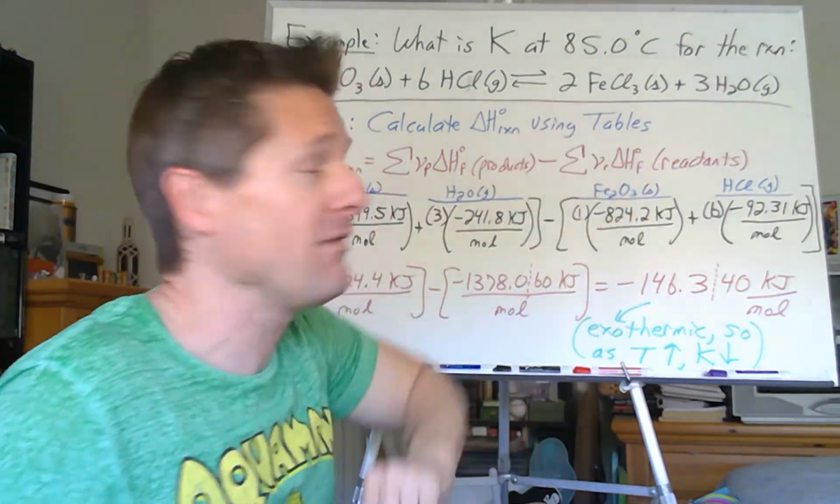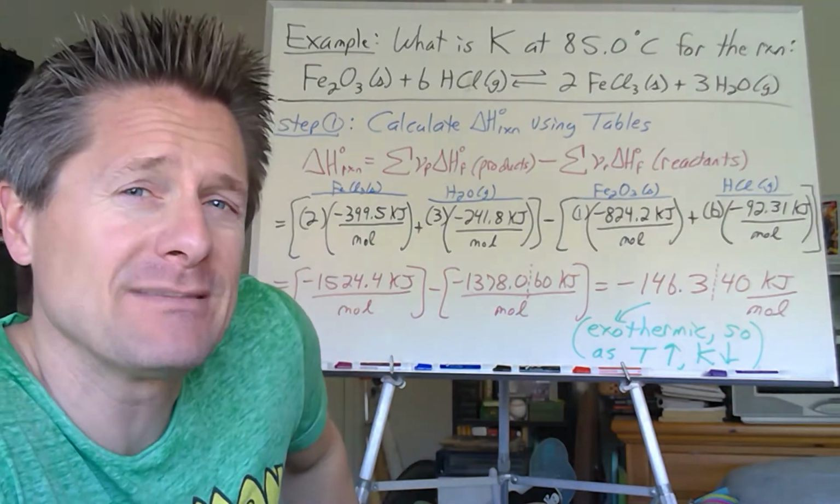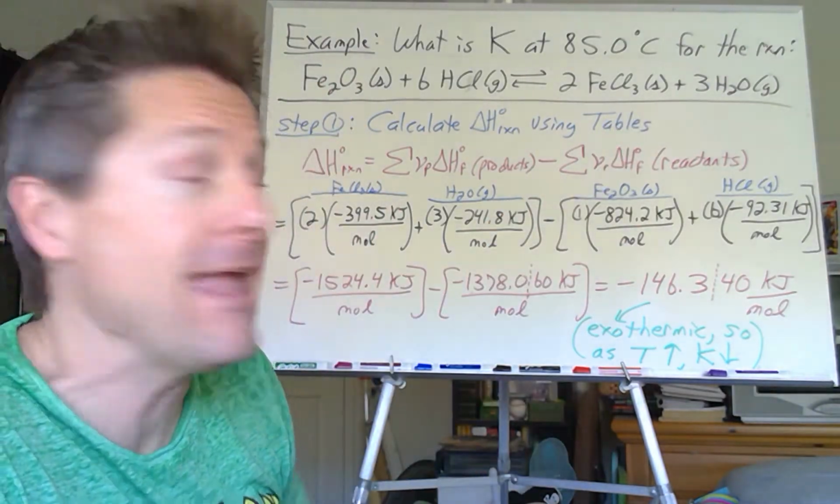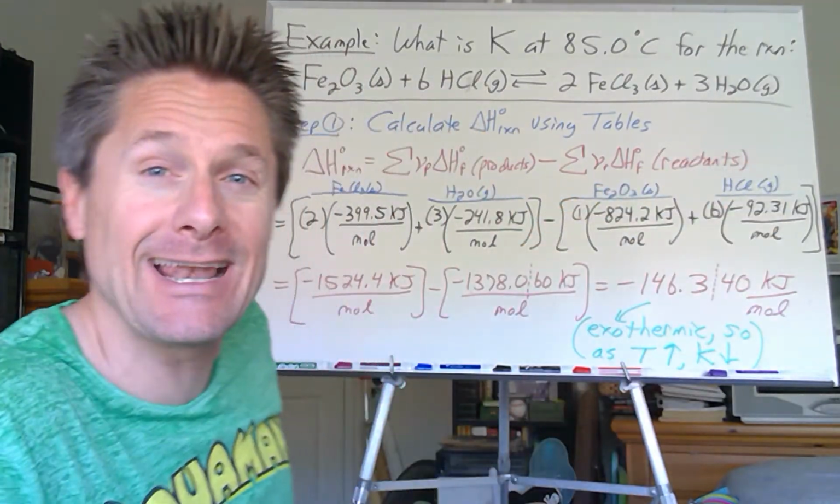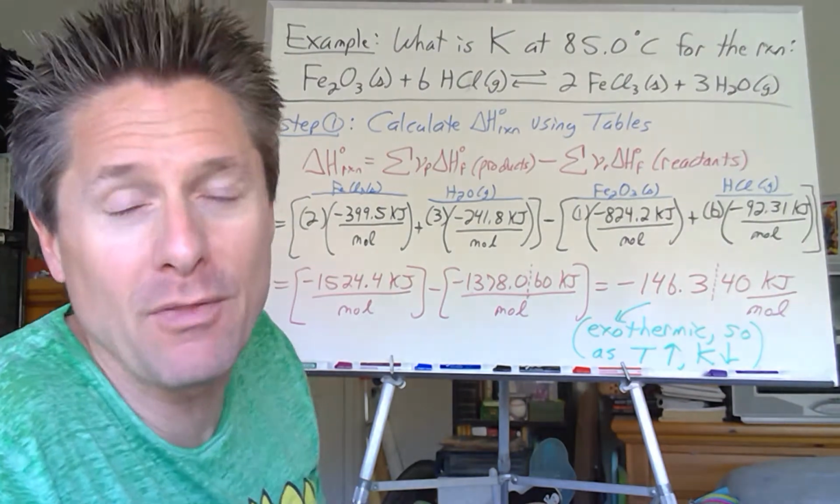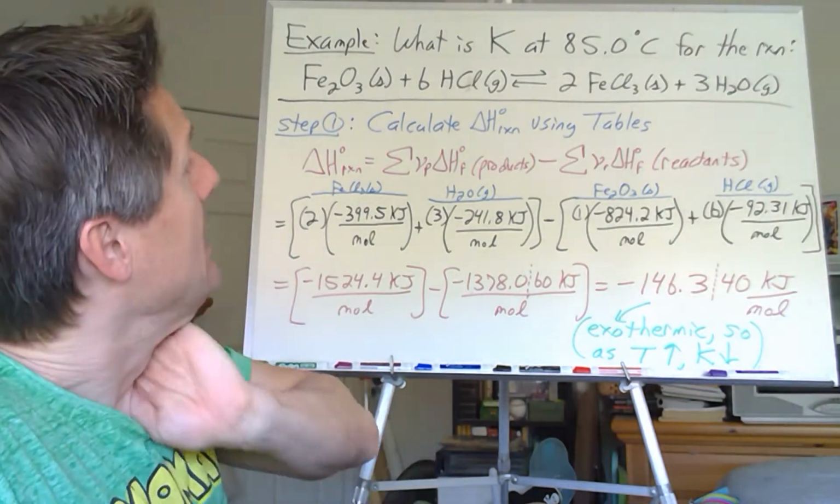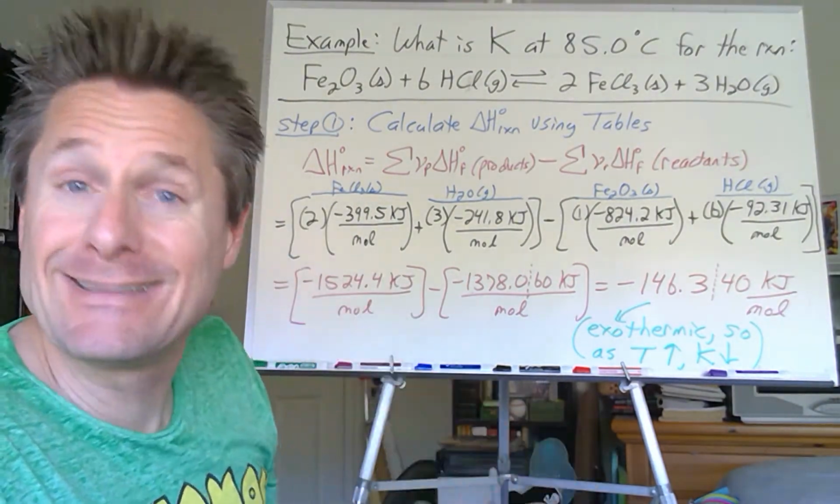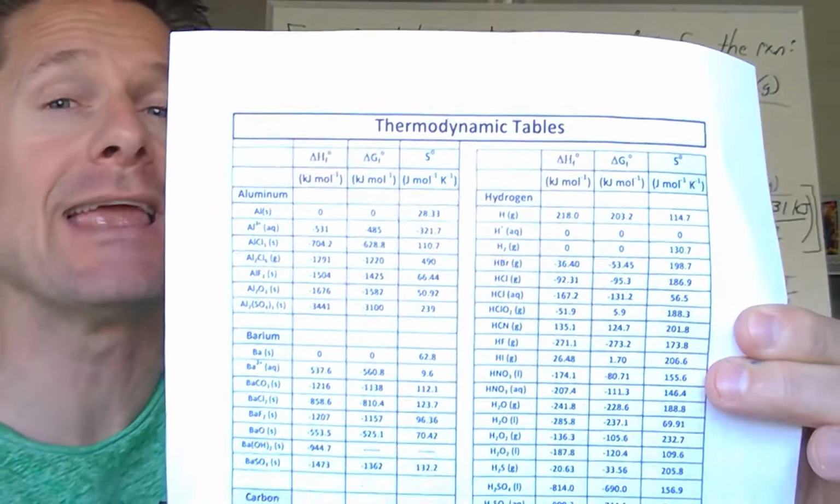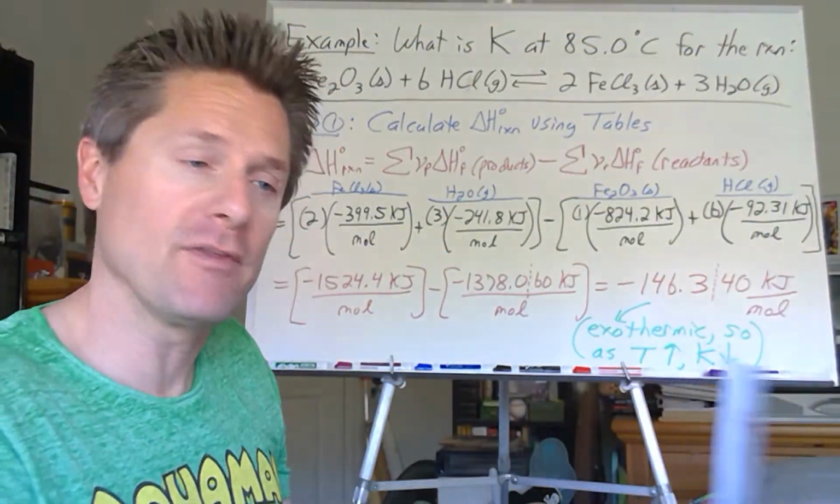Giving us 2 moles of FeCl3 solid, so we got some iron(III) chloride solid, and 3 moles of water vapor. That's a gas, not a liquid. Huge error number 2 students make: they use the liquid value on the tables instead of the gas value. All right, step 1, calculate delta H, assuming temperature independency, so we can use this to calculate delta H at any temperature. Good enough for this class.